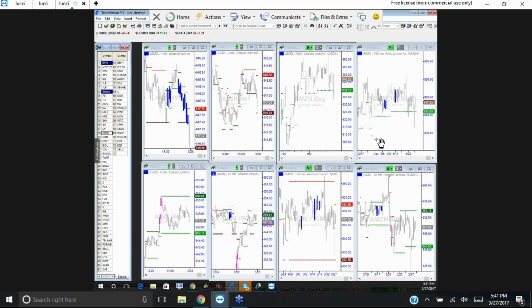So what we're doing here is we're basically conjoining these signals with the flow, and with a little bit of market expertise, and then pushing out these trades for you.